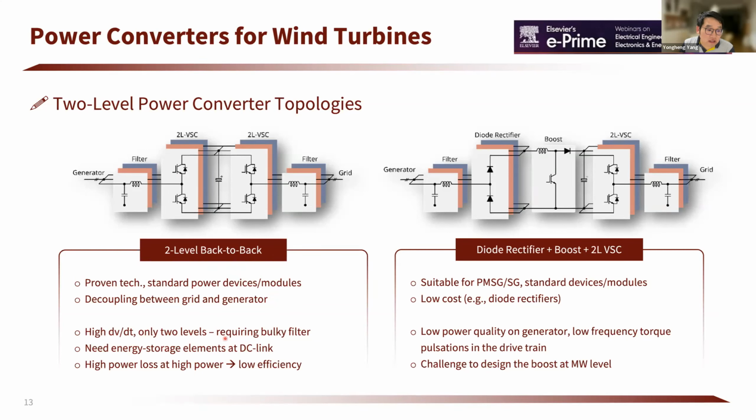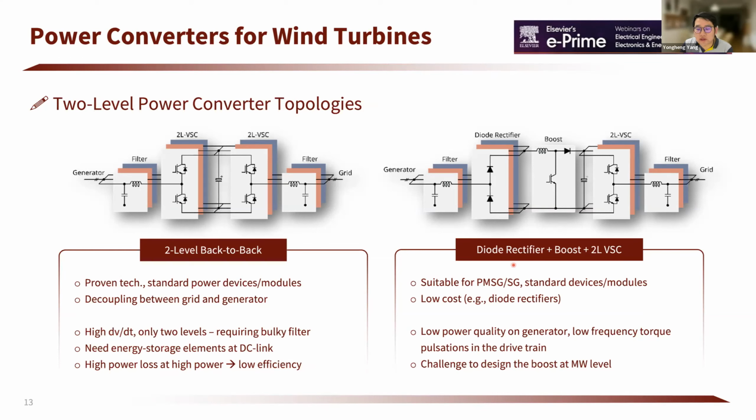For example, high dV/dt: with 2 levels, you have 2 levels of voltage output, so you need bulky filters to make the output sinusoidal. Another thing is that for this solution, you need an energy storage element at the DC link to achieve power decoupling between the generator and the grid side and balance the energy flow. Another drawback is high power loss and lower efficiency at high power applications.